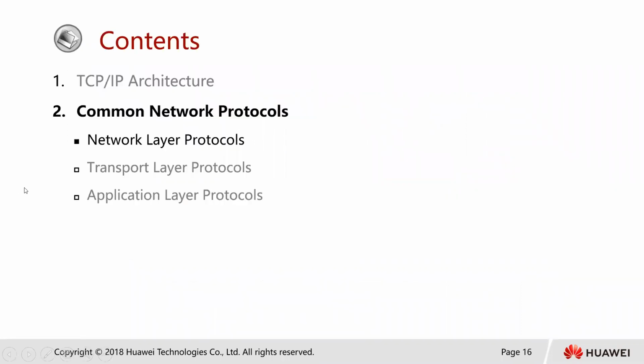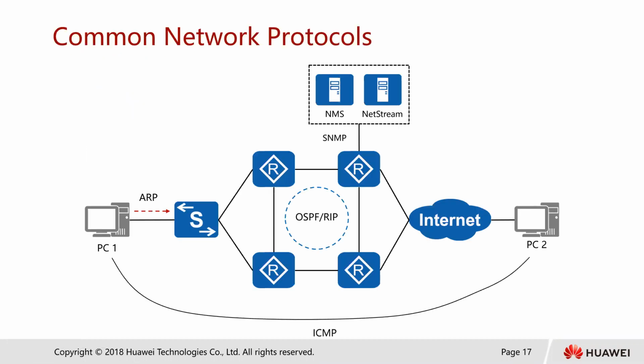Okay, so we also look at the common network protocols. We have some of the protocols listed here. As you can see in the diagram, we have OSPF and RIP. These are routing protocols.